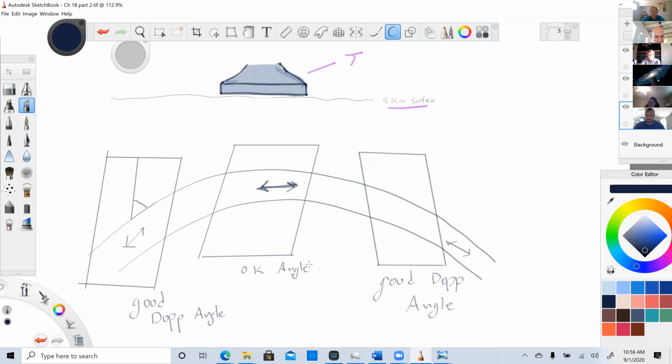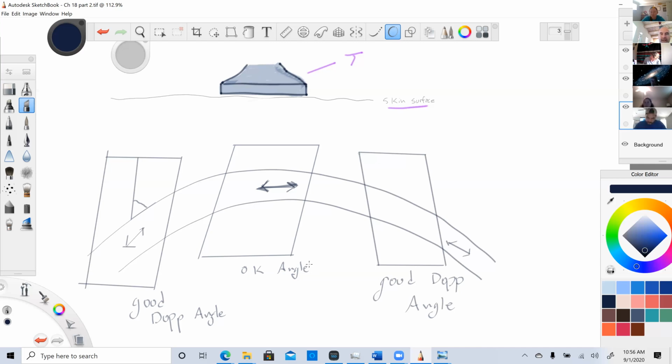Here's the good news. Real quick, are we wanting it to be perpendicular to the flow in order for it to be good? The ideal angle, the ideal Doppler angle is 0 degrees.